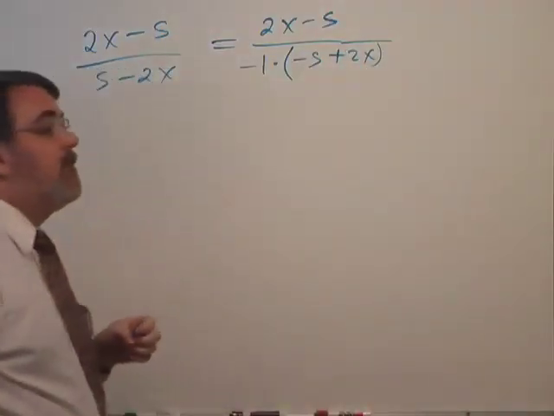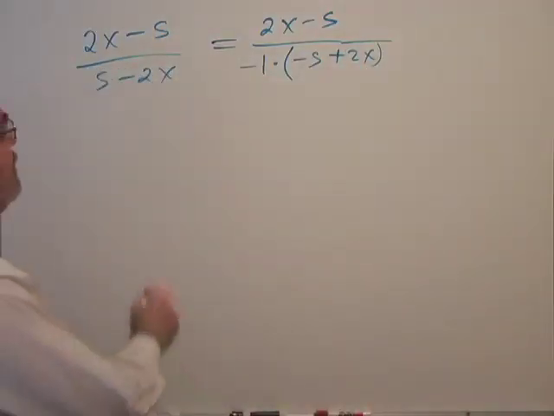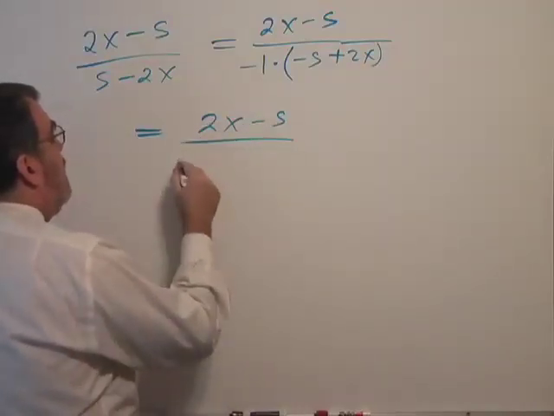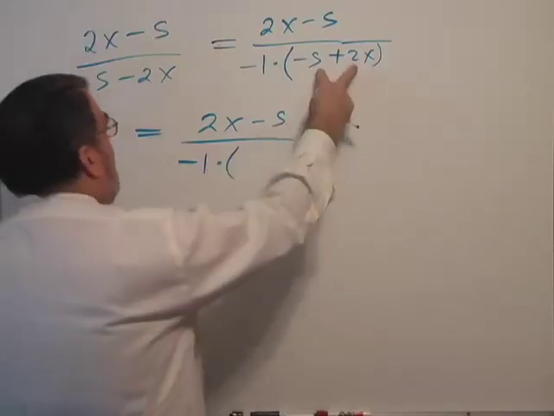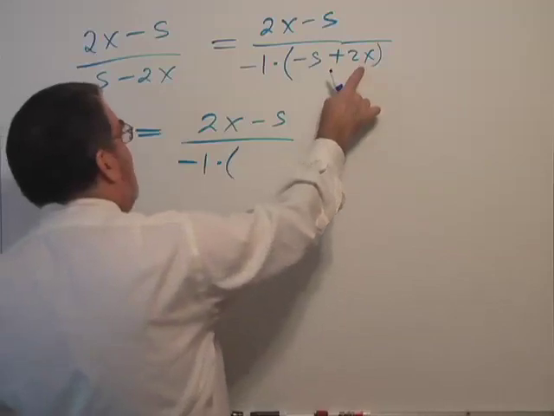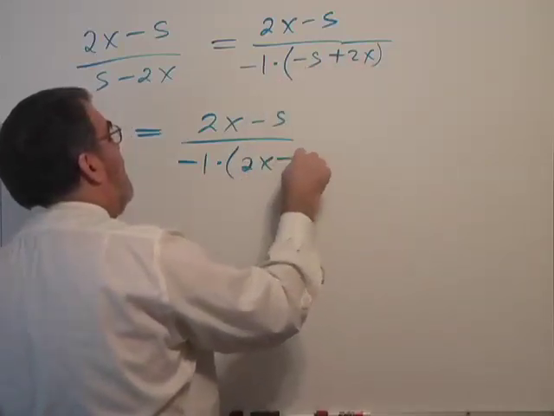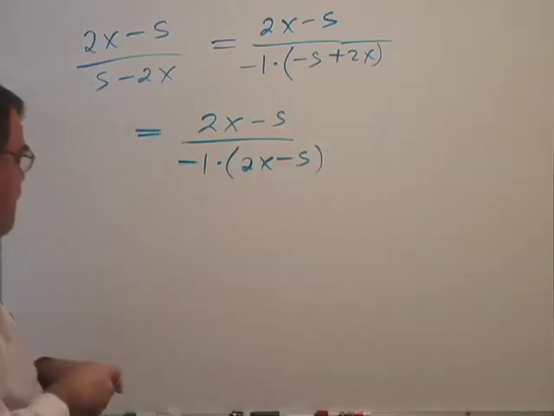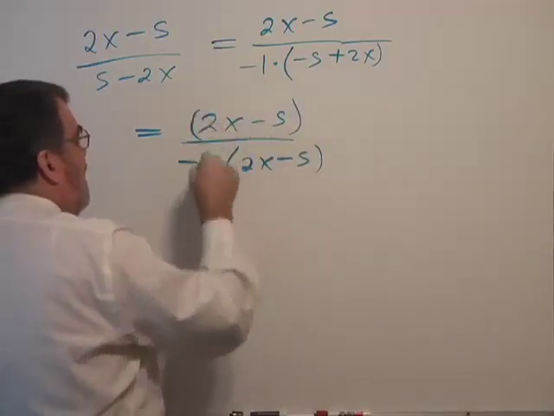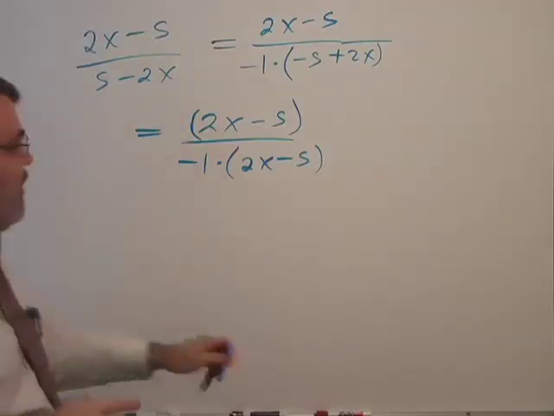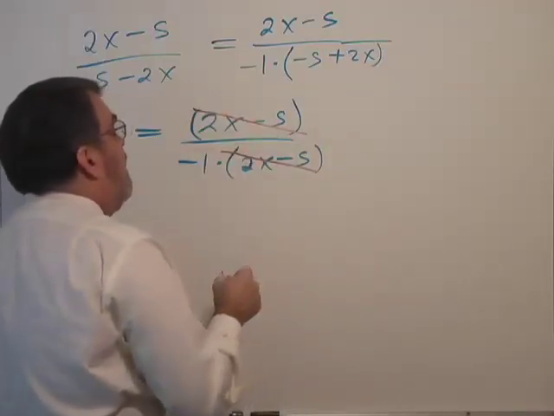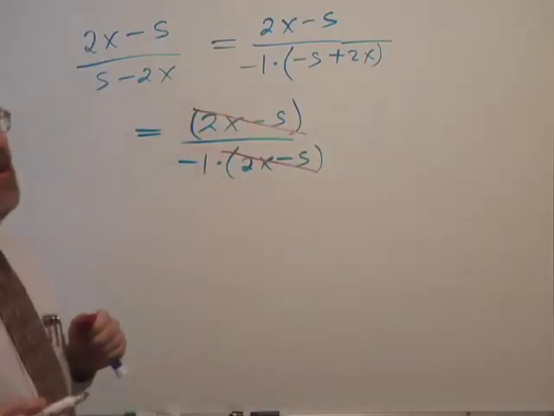And so you see that this is going to be 2x minus 5 over minus 1 times, and because this is in addition, I can switch them around. It's going to be 2x negative 5, so 2x minus 5. And look what happens now. We have 2x minus 5, the numerator and denominator. So they do cancel. They are common factors.